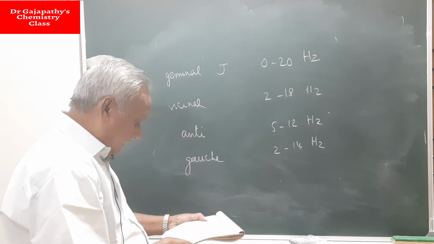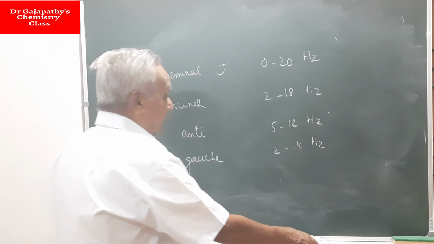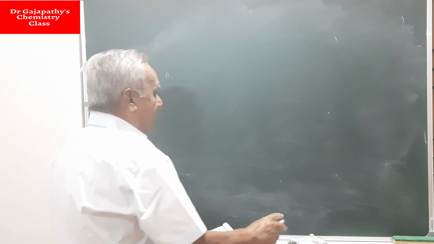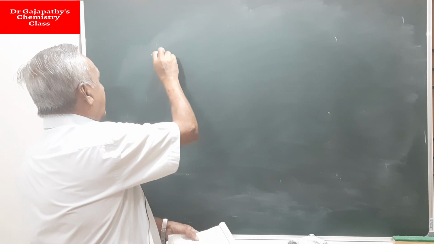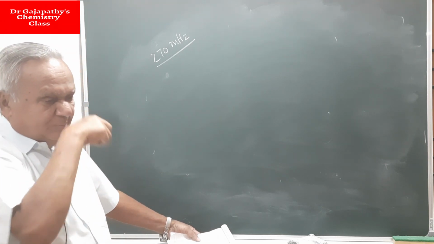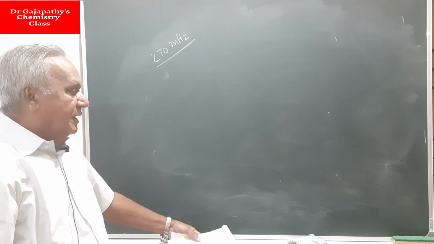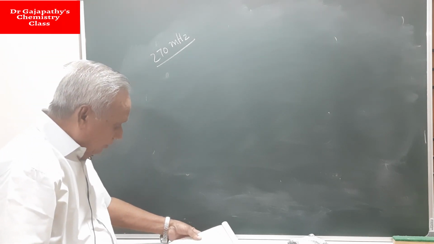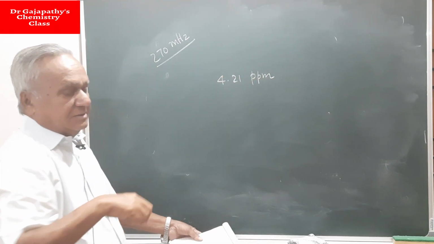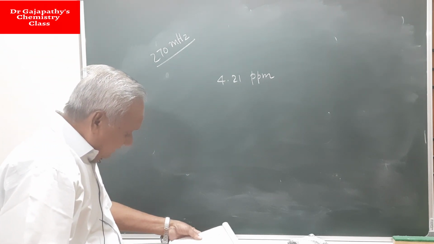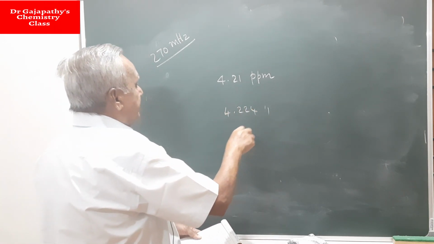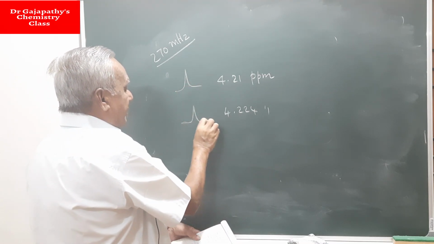Okay, now, how to convert the ppm value into hertz? Let us say I have recorded a spectrum with 270 megahertz. Now I get two signals, one at 4.21 ppm and the other at 4.224.